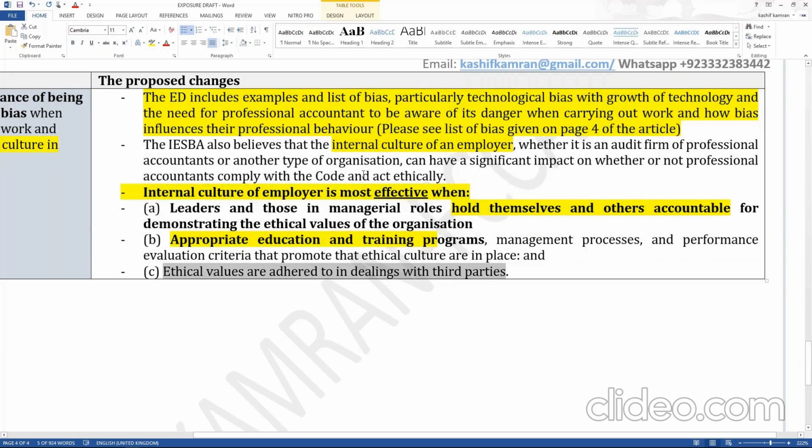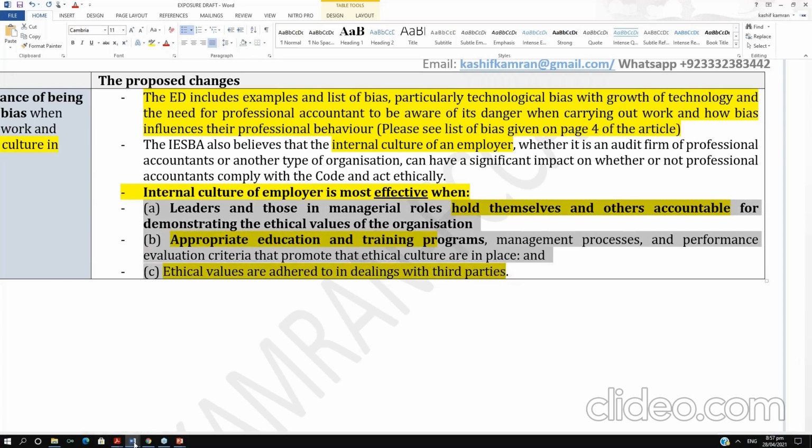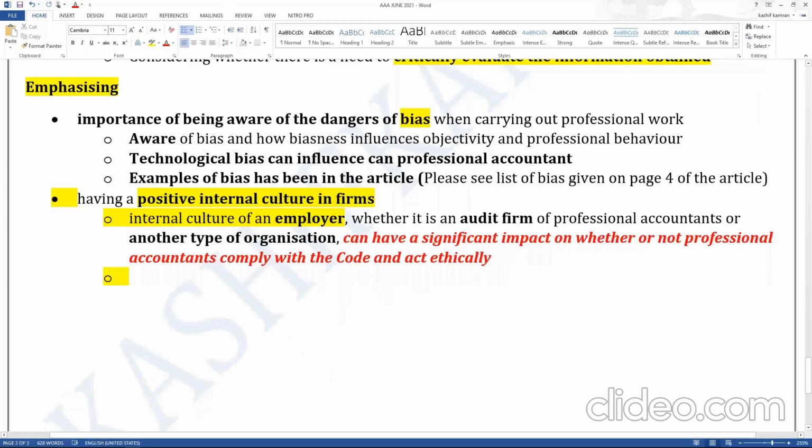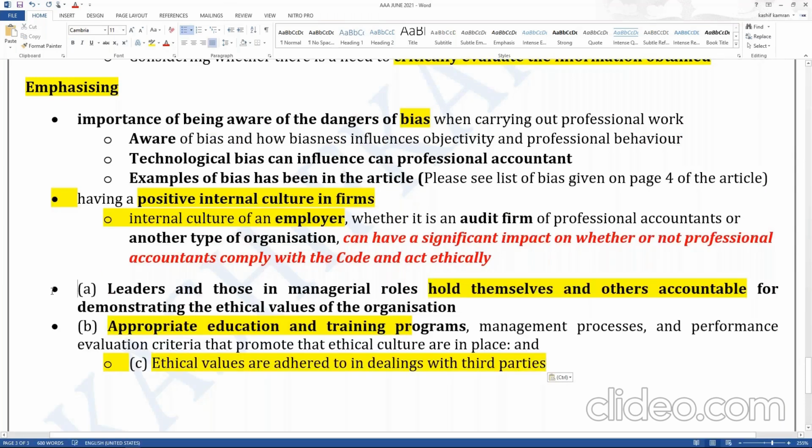You should ensure that when you are dealing with third parties like customers and suppliers and banks, you also demonstrate your ethical values. So three things are important, right? A, B, C. I'm just taking the A, B, C on my Word file because they're part of the internal culture, which you should know for an exam paper. So what are the three things as part of the internal culture?